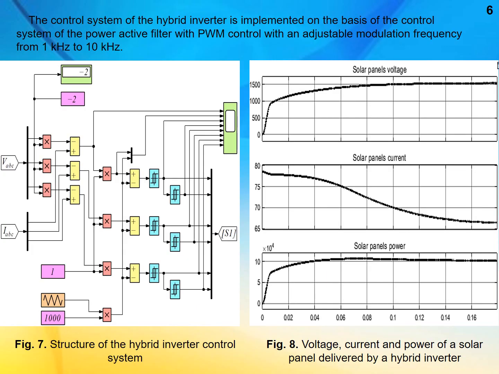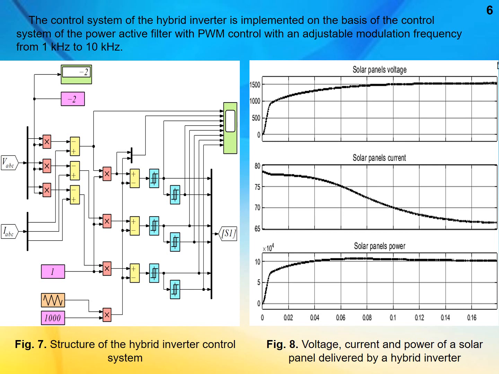The control system of the hybrid inverter is implemented on the basis of the control system of the power active filter with pulse width modulation, with adjustment of the modulation frequency from 1 to 10 kHz. The structure of the control system implemented in the model is shown in figure 7. The maximum power selection in the hybrid inverter is implemented by controlling the phase current of the solar inverter by setting the modulation coefficient.